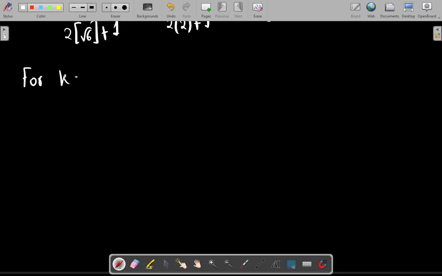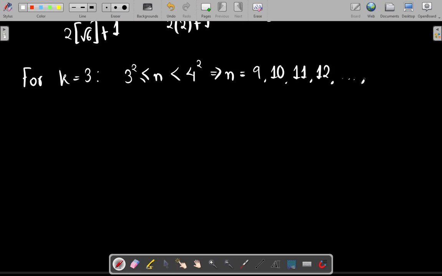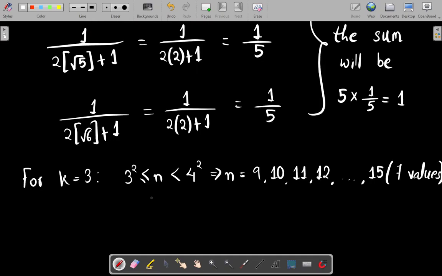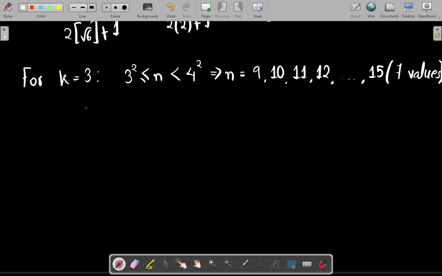for k equal to 3. I will show you. This will become 3 square less than or equal to n, less than 4 square. So this implies n can take the values 9, 10, 11, 12, and it goes on up to 15. So here there are 7 values. This goes on, and I will show you one example here.